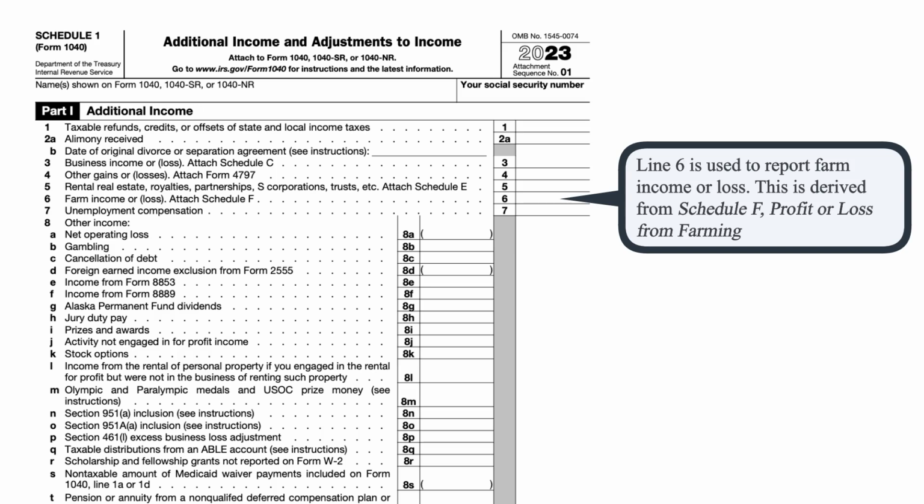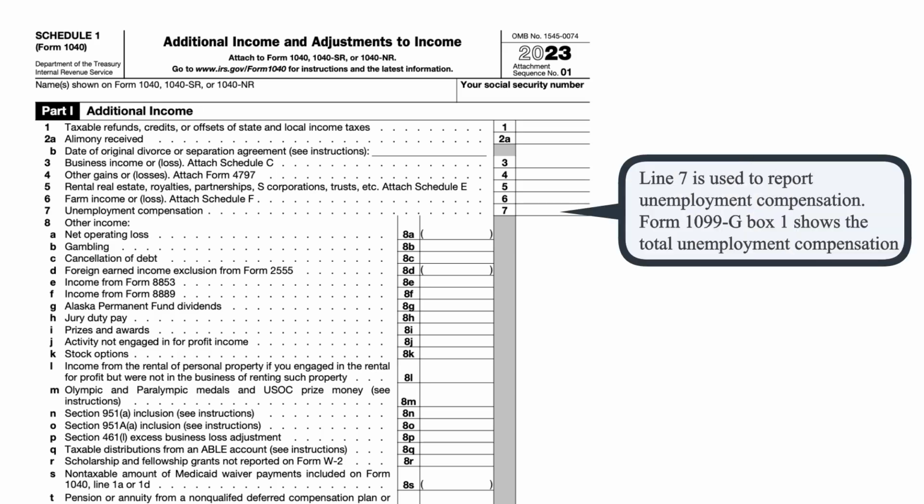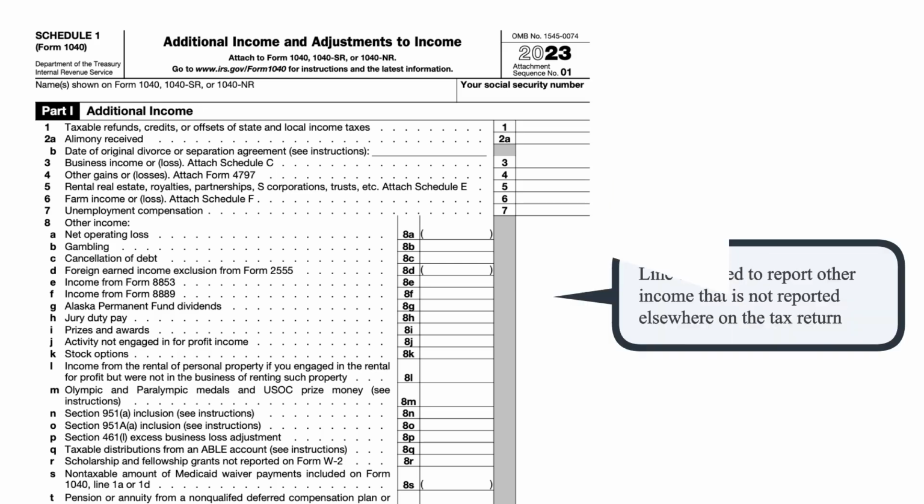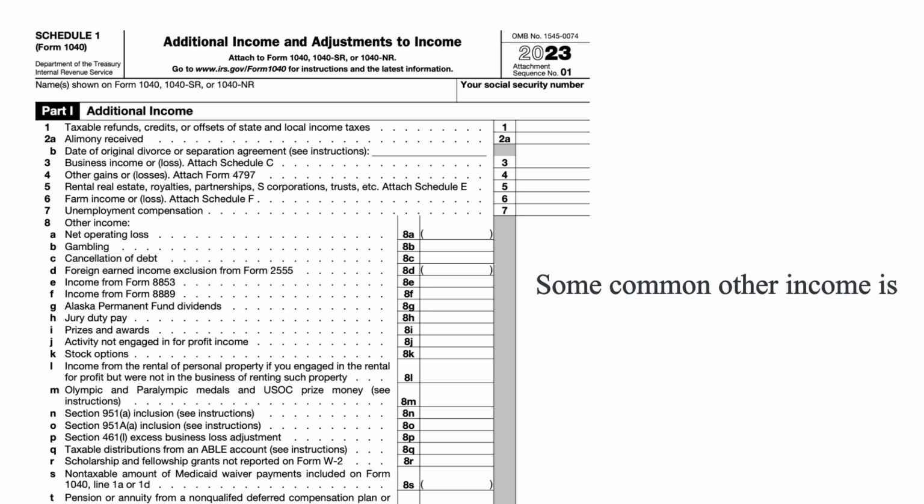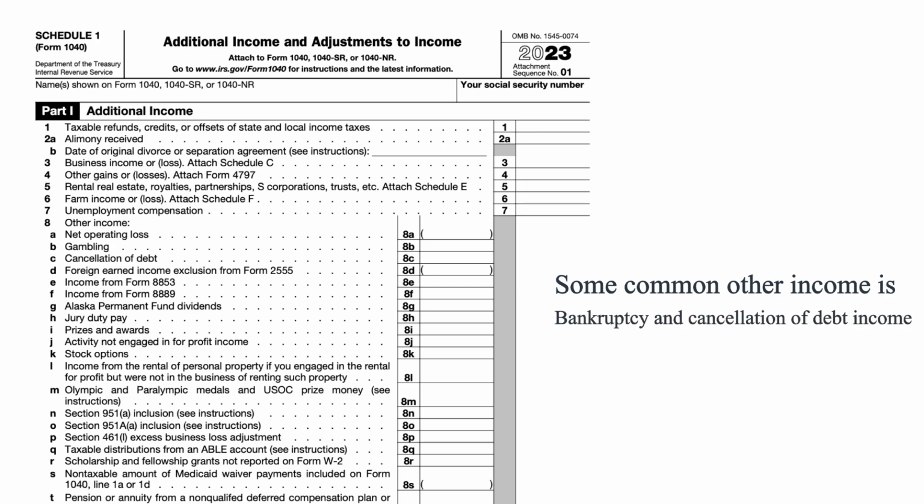Line 7 is used to report unemployment compensation. A taxpayer should receive a Form 1099-G showing in Box 1 the total unemployment compensation paid to them. Line 8 is used to report other income that's not reported elsewhere. Some other income is bankruptcy and cancellation of debt income, gambling, lottery and raffle winnings, or court awards and damages.